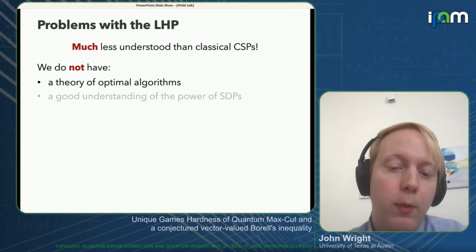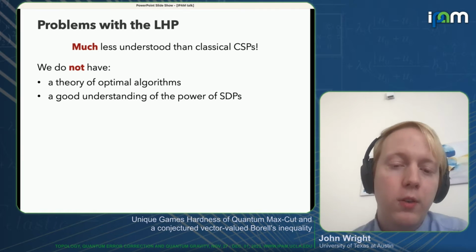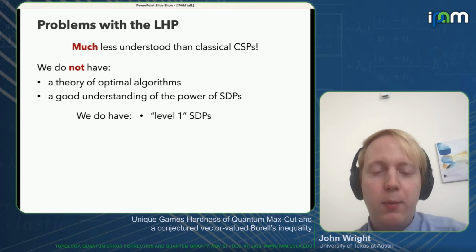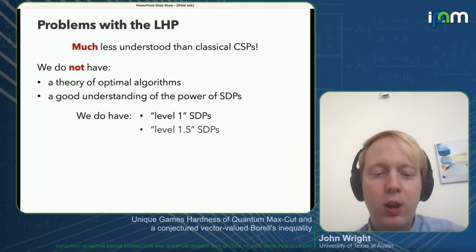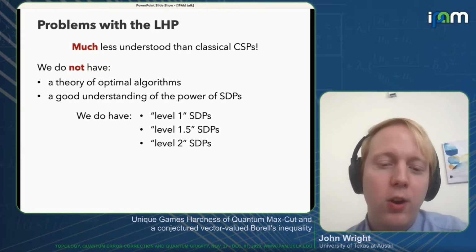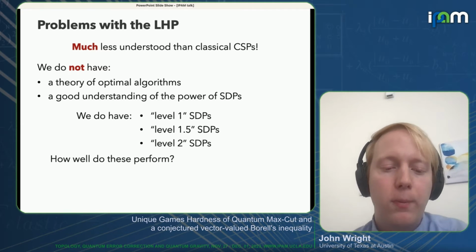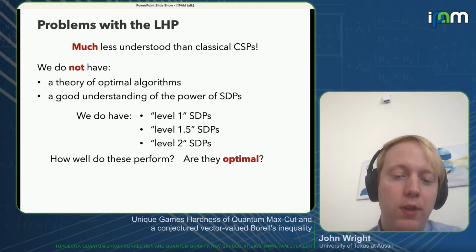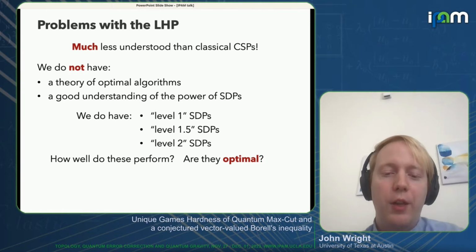We also don't have a good understanding of the power of semidefinite programs. You can write down semidefinite programs to help you approximate local Hamiltonians, we just don't know how well they do. What we do have are different types of semidefinite programs: level 1, level 1.5, level 2 semidefinite programs, and so on. Each one of these has a different amount of power in approximating, but we really don't know in general how well these different SDPs perform. And we don't know whether any of these are optimal, in the same way that the basic SDP was in the classical CSP world.